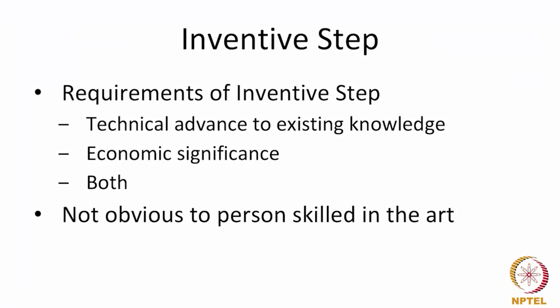So, the requirements of inventive step would be twofold. First, the patent applicant will have to show that there is technical advance over existing knowledge, or economic significance, or both. So, that is the first component. You either demonstrate technical advancement over the prior art, or you show economic significance, either of the things, or you show both. That is the first component, and that is the feature in an invention that makes the invention not obvious to a person skilled in the art. This was the earlier definition, that the invention is not obvious to a person skilled in the art.